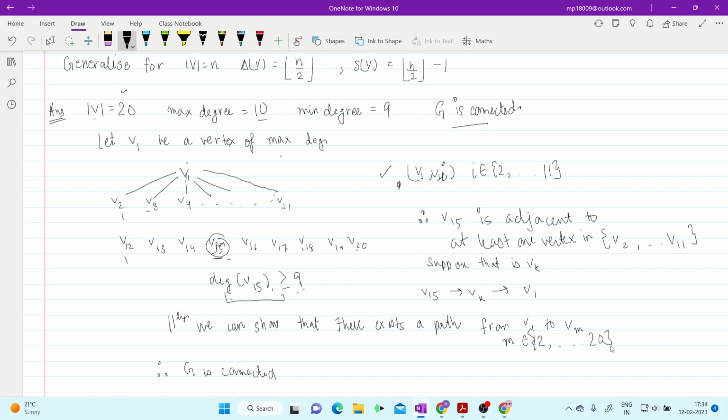because we can connect all the vertices from V1. We have a path from V1 to any other vertex. So if we pick any two vertices, say Vm, Vn, we have a path from Vm to V1, and we also have a path from V1 to Vn. So any two vertices can be joined via V1. Therefore this graph will be connected.